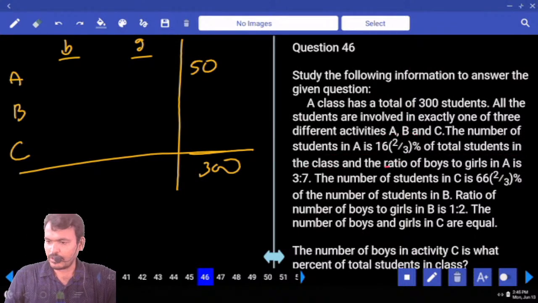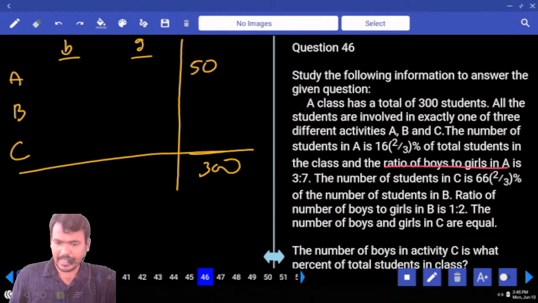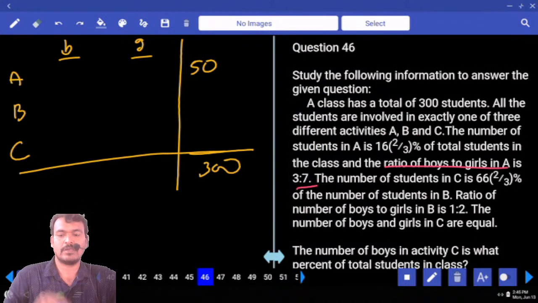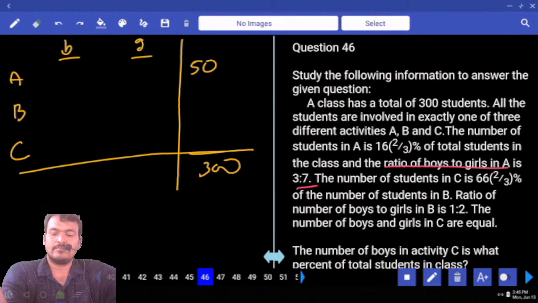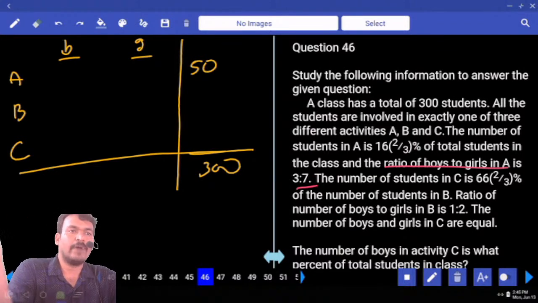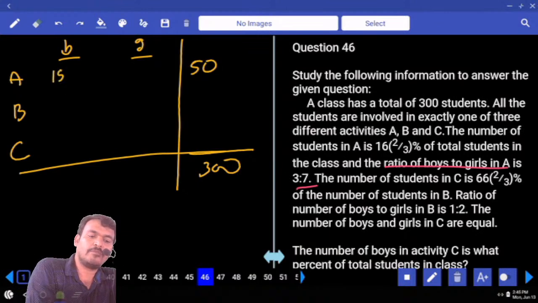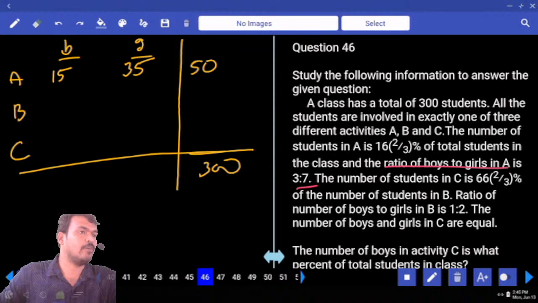Next, the ratio of boys to girls in A is 3:7. 3 plus 7 makes 10 parts. 10 parts are 50, so every 1 part is 5. 3 parts are 15, and 7 parts are 35.